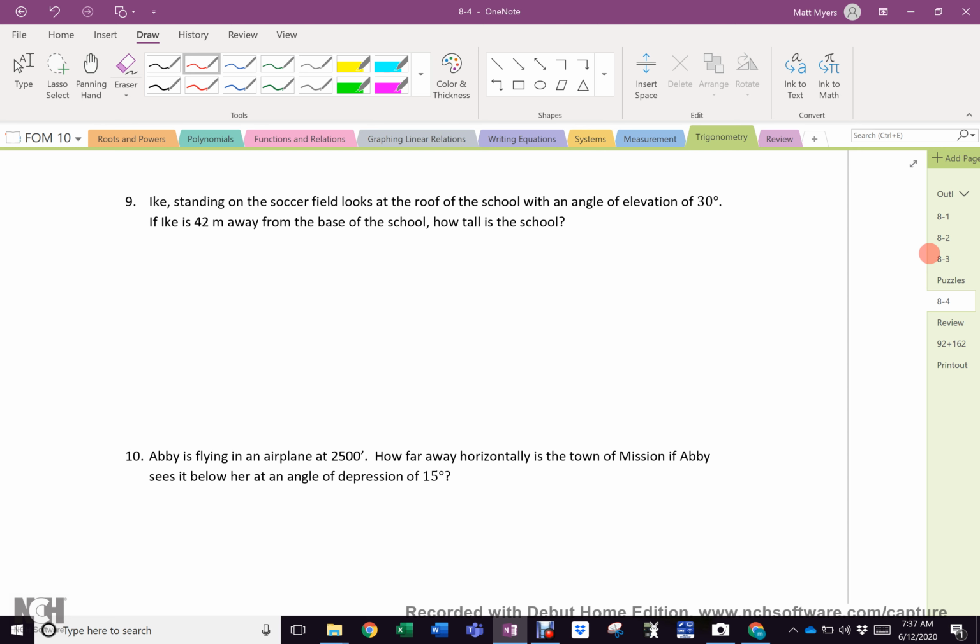So I read this question and I see that Ike is standing on a soccer field looking at the roof of the school. Well, the school roof must be up in the air, and Ike must be on the ground. Well, there's your triangle. If Ike is here, I want the angle of elevation to be 30. Well, where's an angle of elevation? It's always between the ground and up. So there is 30 degrees.